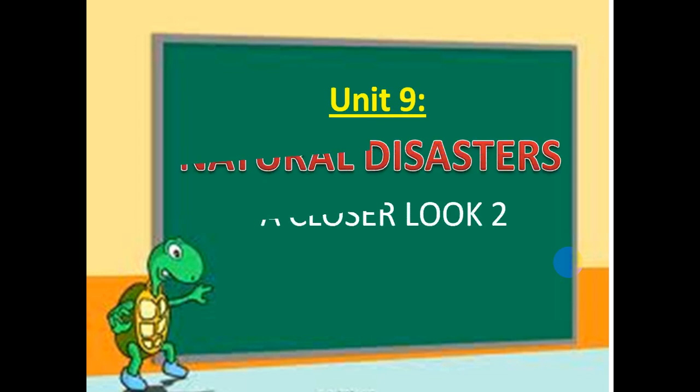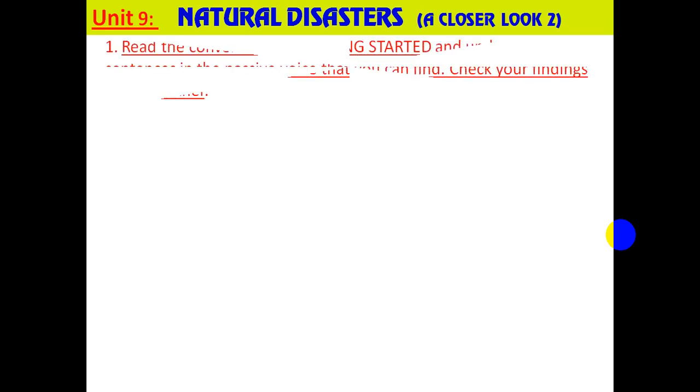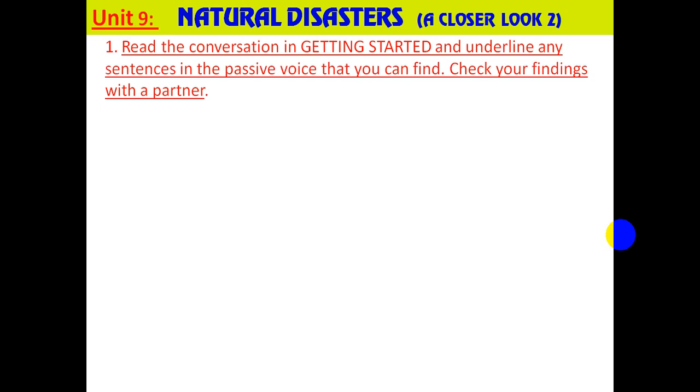Now, open the textbook on page 29. A Closer Look 2. Now, look at the first one. Activity 1. Read the conversation again and underline any sentences in the passive voice that you can find. Check the findings with a partner. You can see the Getting Started again.